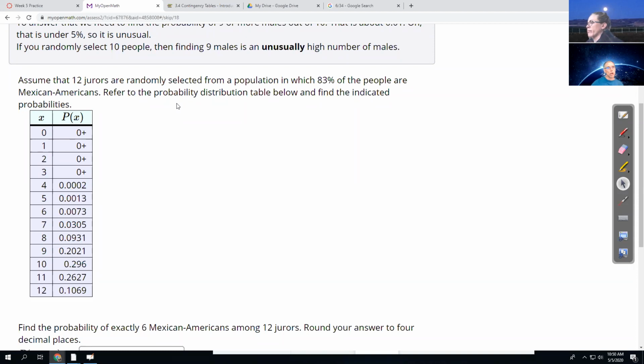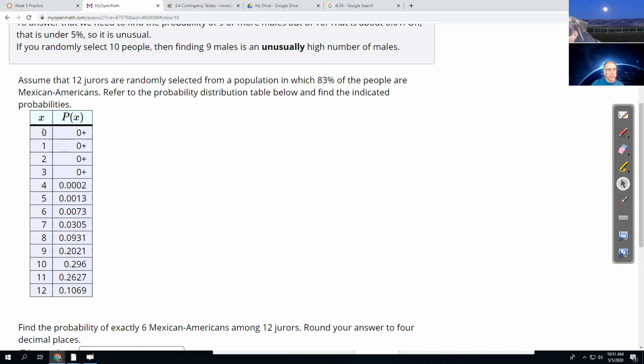We have a population here where 83% of the people in the area are Mexican Americans. And so below here, I build a table expressing some probabilities that should happen. If I just randomly select 12 people, I would expect about 80% of them to be Mexican Americans, because that's the general population. Is it possible you get an unusual sample where most of them aren't Mexican American? Yeah, that can happen, but it doesn't happen often. And could you have a sample where they're all Mexican American? The answer is, yeah, that could happen too. Is it usual to happen?